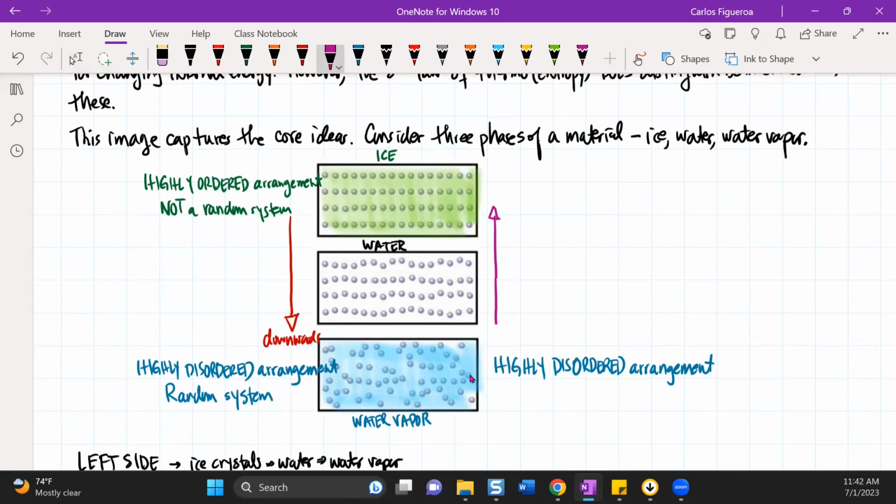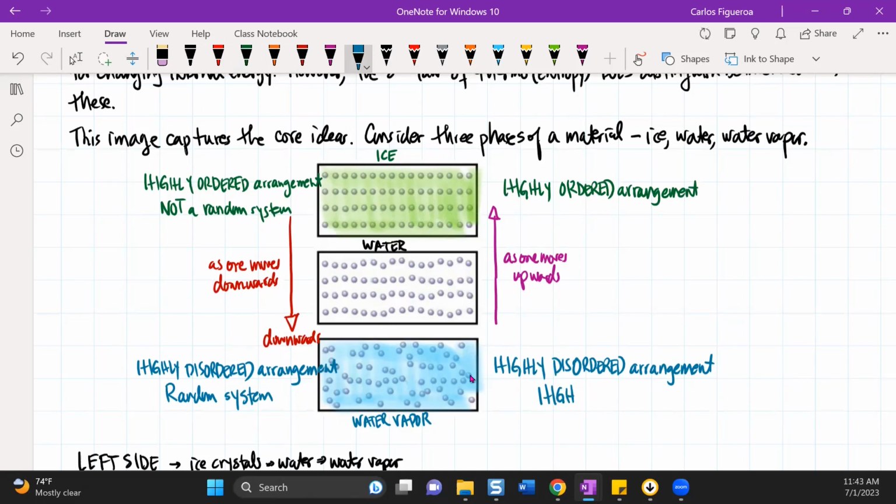But now this time we're going in this direction. So as one moves upwards, and this other one was as one moves downwards, what we see here is that when we get up to here, we now have a highly ordered arrangement. So when I look at this, this guy has high randomness. This guy has low randomness.